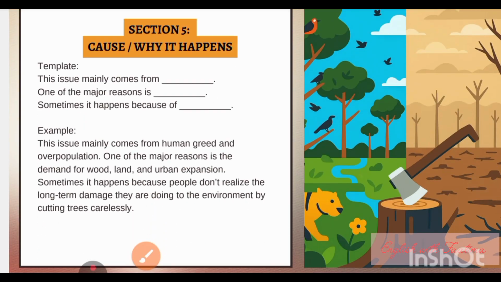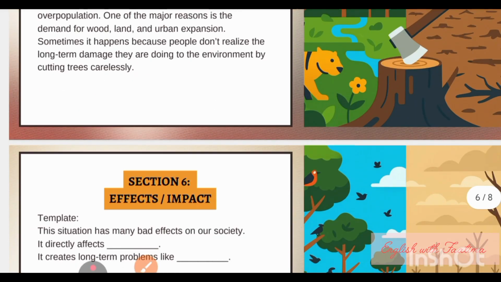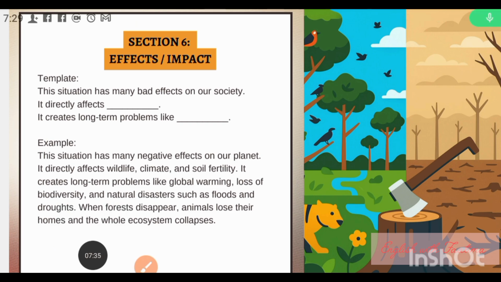Then you can give the causes, like this issue mainly comes from human greed and overpopulation. One of the major reasons is the demand for wood, land, and urban expansion. Sometimes it happens because people don't realize the long-term damage they are doing to the environment by cutting trees carelessly.